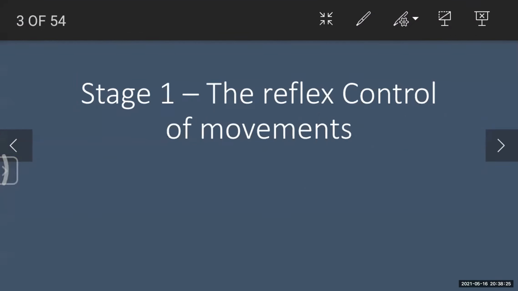All right. So first we will see about the reflex control of movement. Since all of us are very familiar with this, I'd like to move a bit faster. Some of the students might find it slightly harder to understand. Where you are not finding it clear, you can please ask me.